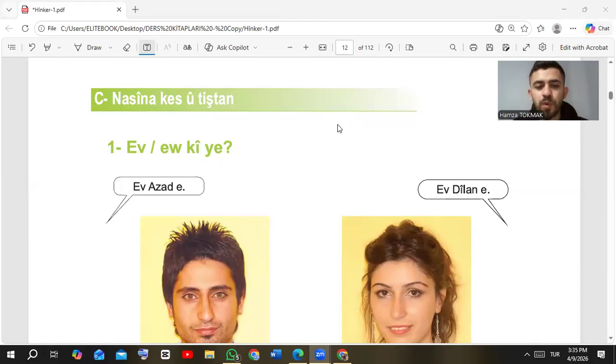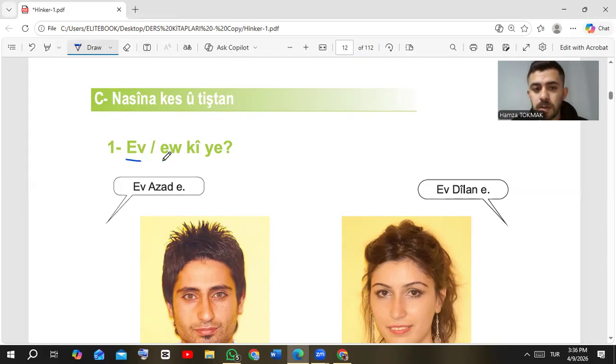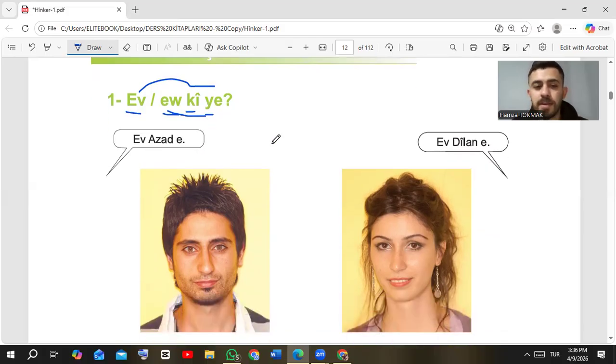We will learn demonstrative pronouns in Kurdish in this lesson. Let's start. So, ev, it means this. Ew, it means that. So, ki, it means who, and ye is to be formed. So, when we say ev ki ye, who is this? And ew ki ye, who is that? That's all.